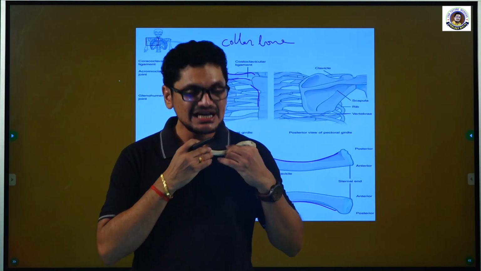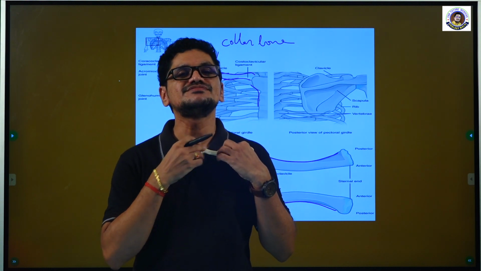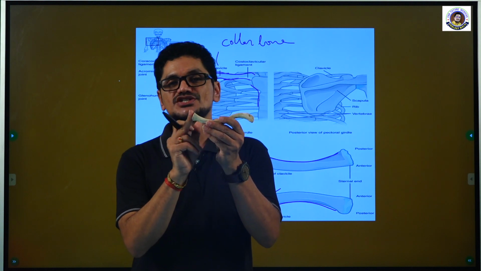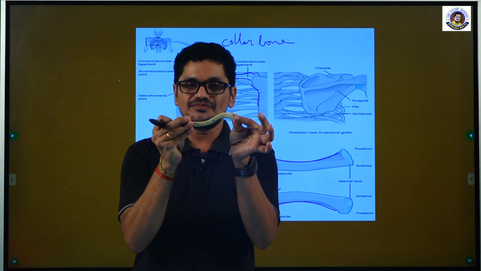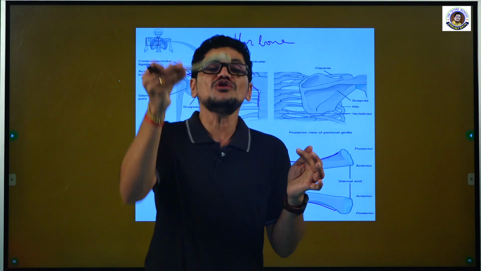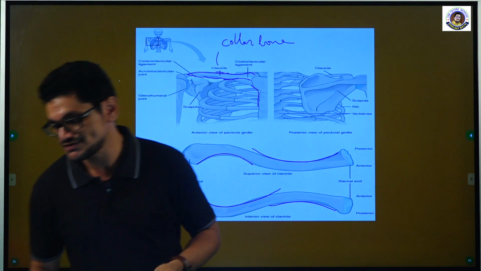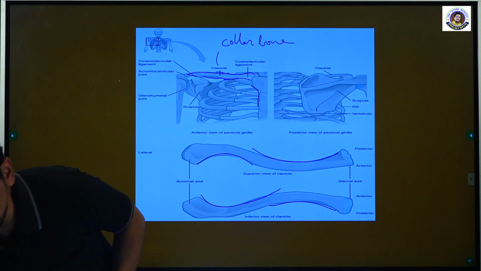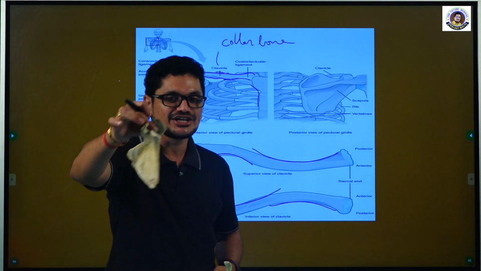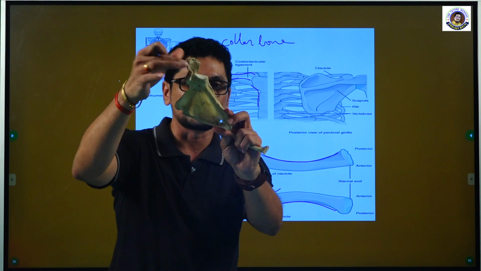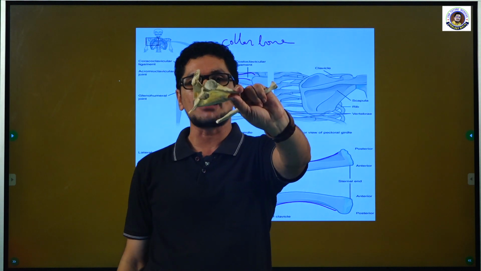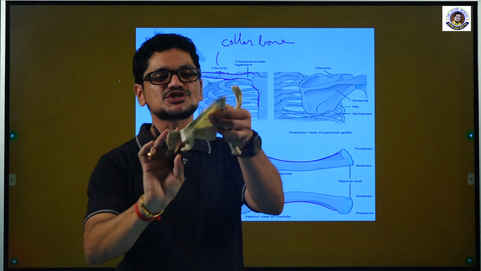So on one side it attaches to the sternum, and this side, what is this one? To whom will it attach? I already told you that it attaches to one of the parts of the scapula. I will show you the scapula. My dear future medicos, the scapula is coming for you. Wow, this is the scapula, the shoulder blade.